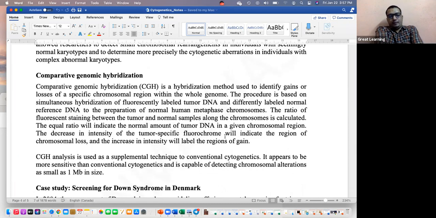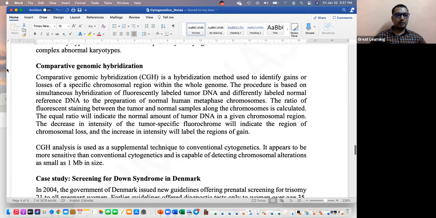The last one is comparative genomic hybridization. And again, I'm telling you, you don't have to write all of them. Karyotyping is the most important one. If you want, write FISH and mention SKY, if at all they ask about karyotyping. Another example that I have given in the handout is comparative genomic hybridization. I'll explain the concept briefly. If you're comfortable, use it as an example method. Otherwise, it's up to you.